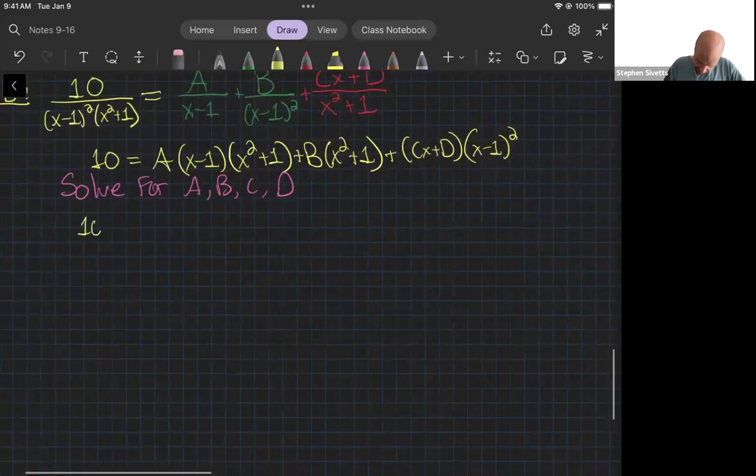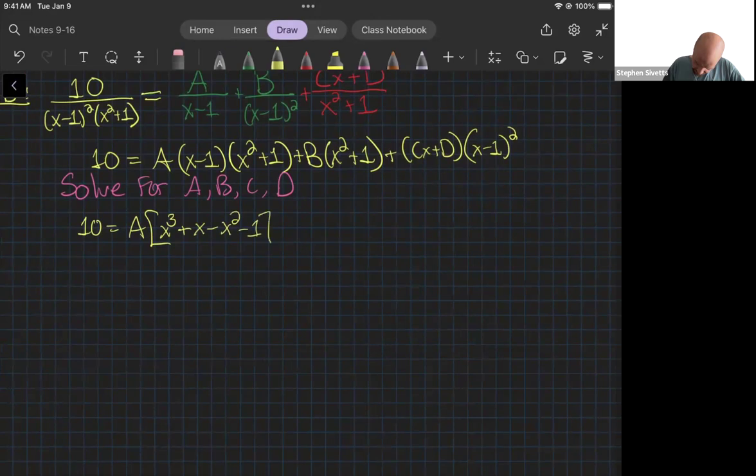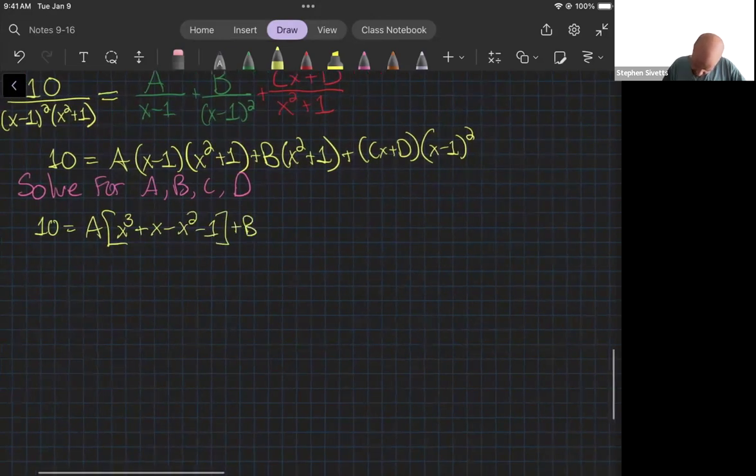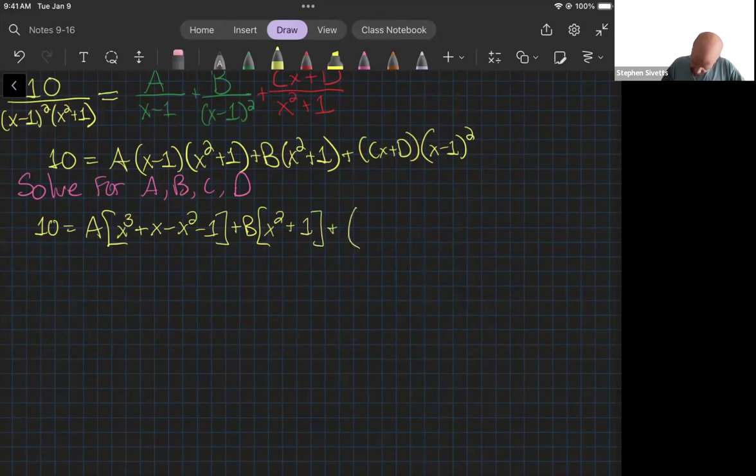So 10 is equal to A times x cubed plus x minus x squared minus 1. That's the A term. Plus b times bx squared plus 1. Plus, oh wait, I got to factor out bx minus 1 squared. So cx plus d times x squared minus 2x plus 1. Plus 1, right?